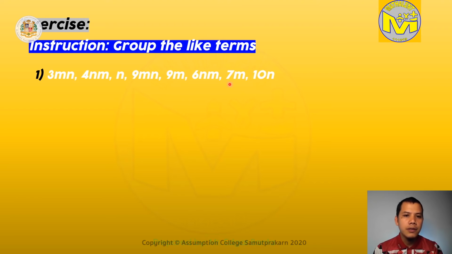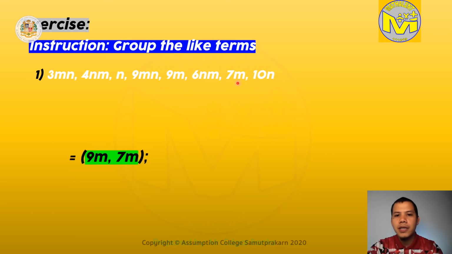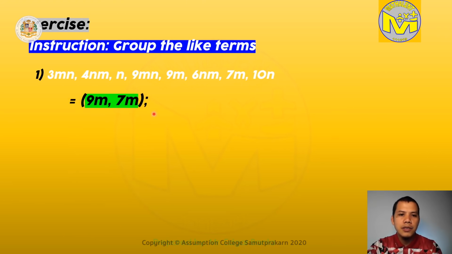And which is first? M, N, or O? In alphabet, it is M first, right? M, N, O. So, M first. Okay? So what are the M's here? We have 9M and 7M. Next group, of course, it is MN.